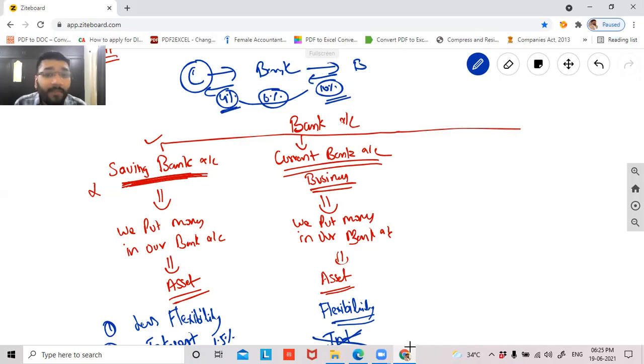Are you getting this point? But in a current bank account, what happens is that money will come and go instantly. So the banker does not have any hold on that money.